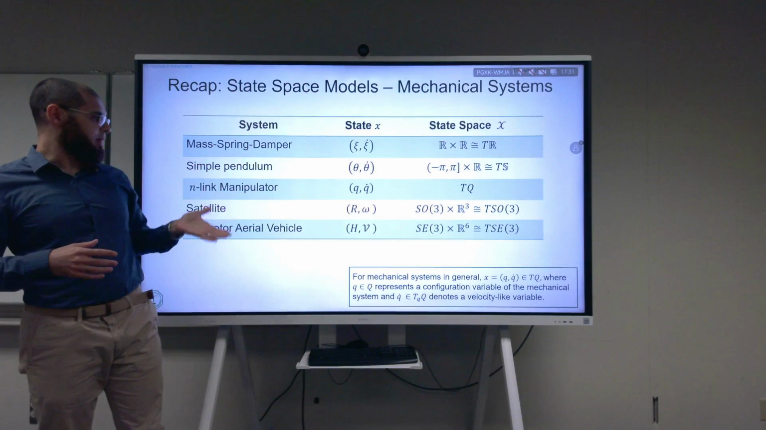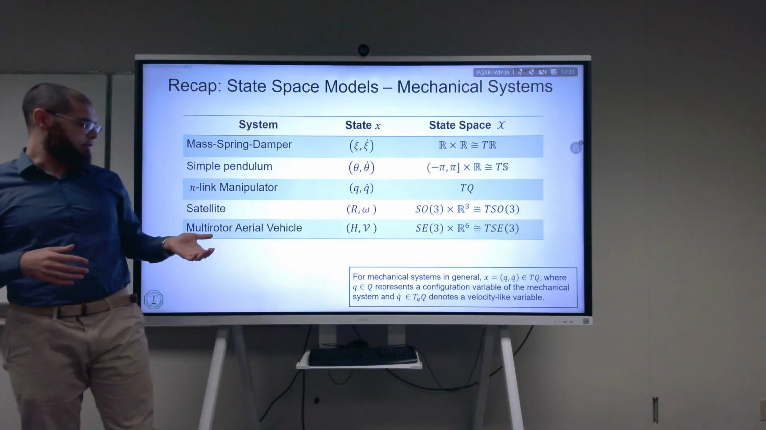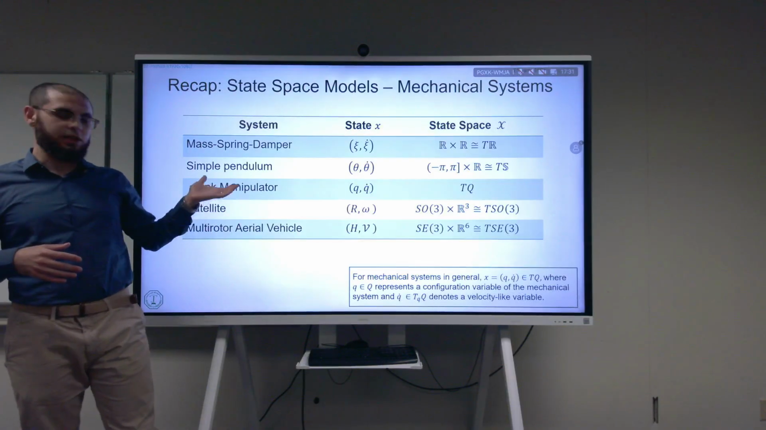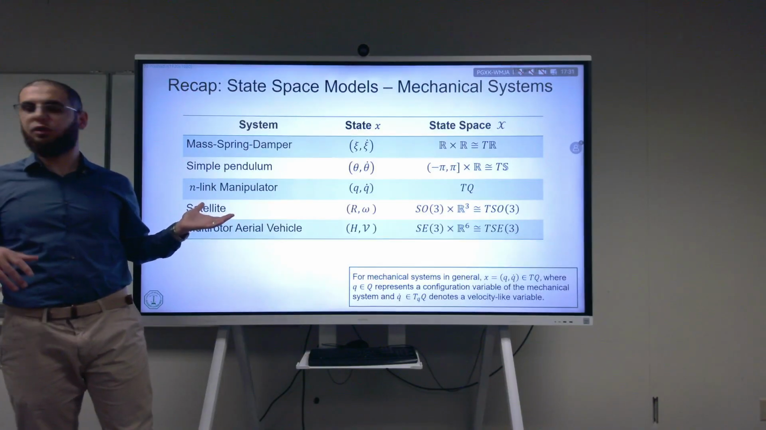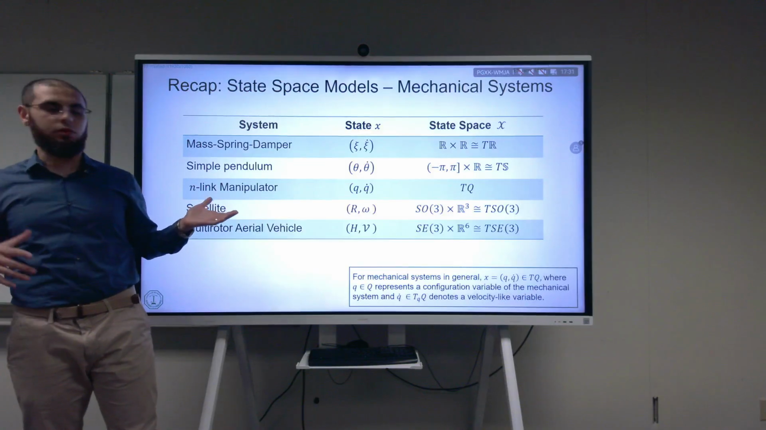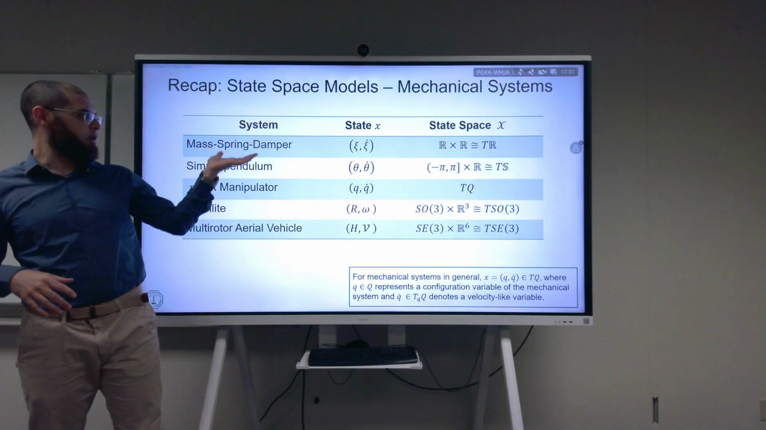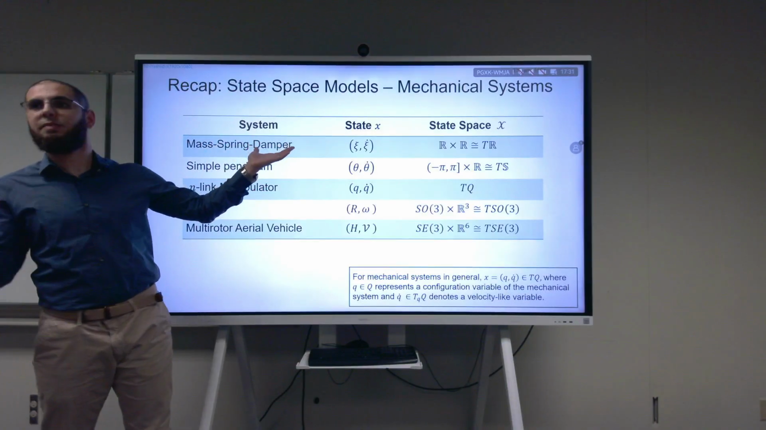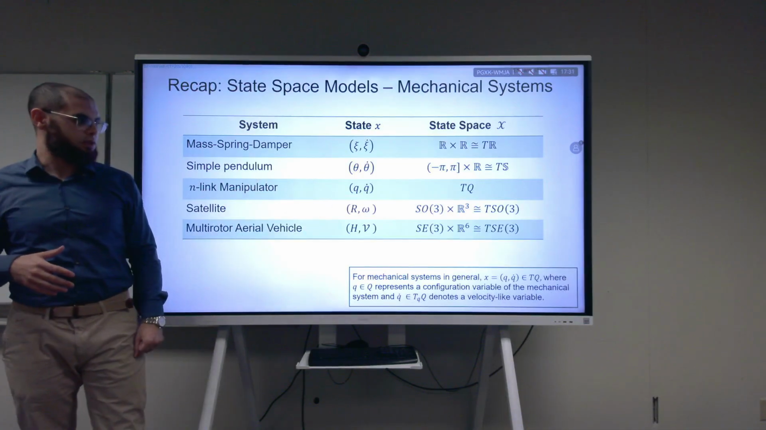We looked at the simple pendulum, the N-link manipulator, and, for example, the multi-rotor aerial vehicle. A special case of the MAV example we looked at last time is a satellite, which only evolves in rotation, so there's no gravity, there's no full configuration. Another simple example of the N-link manipulator is the mass spring damper system, when we just add friction and spring stiffness and so on.